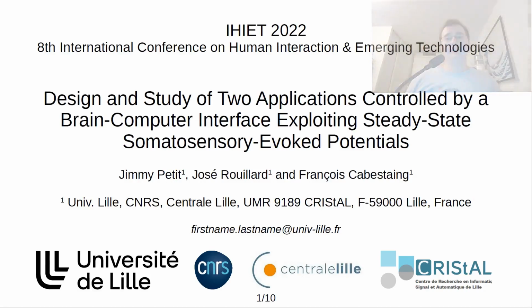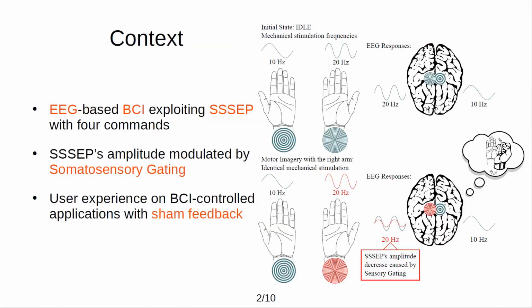Now, to give a little bit of context. In our work, we used an EEG-based BCI because the brain activity is recorded with an electroencephalography. And we exploit 3SEP, which occurs when the user receives a vibration on the skin. It is characterized as an increase of activity in the brain activity at the frequency of stimulation. The localization of this increase of activity on the scalp depends on the location of the vibration.